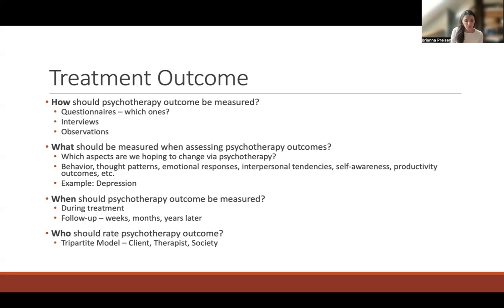And then the last group here would be, in addition to the client and the therapist, that there are other parties that are involved, like family members or spouses or employers or insurance companies or society more generally. And so the most effective way really to answer this question, who should rate the psychotherapy outcome, is likely a combination of all three.